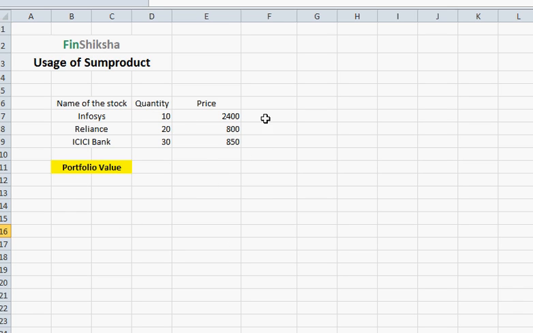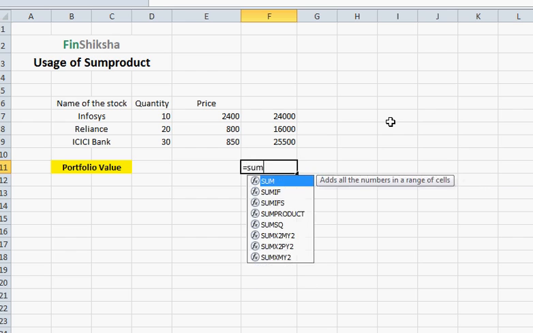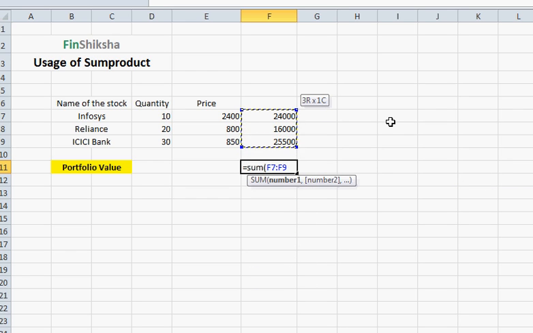Now, one of the simplest ways of doing that would be just to find the particular value of each of these stocks within the portfolio. Multiply the quantity of Infosys with the price, multiply the quantity of Reliance with the price, multiply the quantity of ICICI Bank with that respective price. We could sum these three and get the total portfolio value.